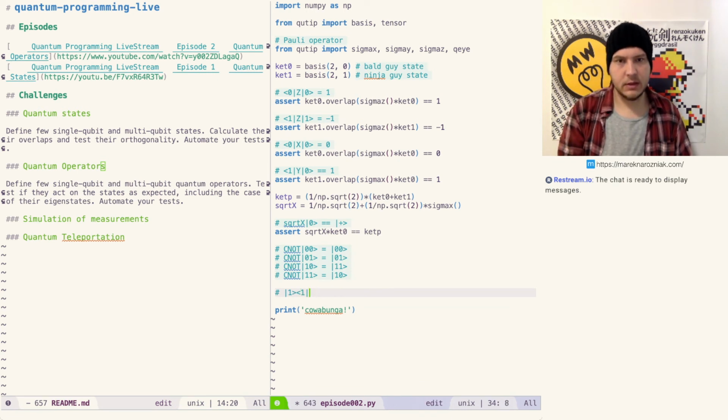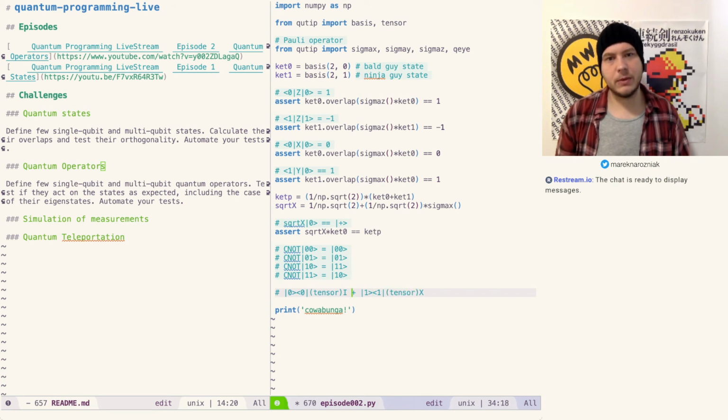So we can do that. We can multiply 0, 0 by the identity operator, which does nothing, and then 1, 1 times X. Sorry, there's a tensor product here, just to clarify. So if we supply it with something that has 0 on the first qubit, it will end up in this subspace and it will only apply identity. But if there's 1, it will end up in this subspace and it will apply X on the second qubit.